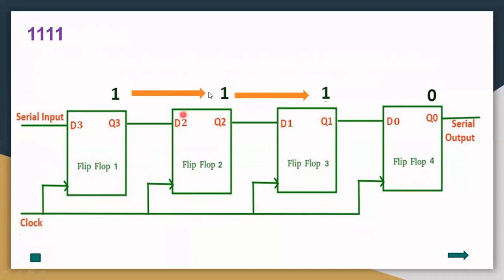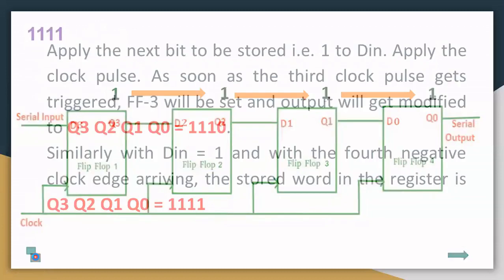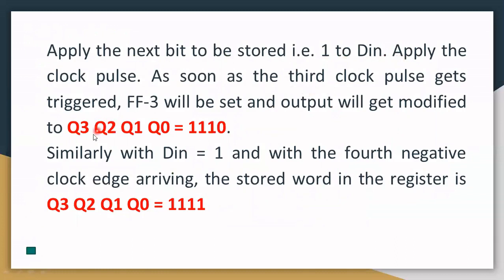When I am giving the third clock pulse, this one shifted to here and this one shifted to here, and a new one, that is the next most significant bit, appears here. See, when I am giving a clock pulse, the most significant bit appears here, and all other bits shift one place to the right. So after the third clock pulse, the output will be 1110, and after the fourth clock pulse, the output will be 1111. That is our requirement.